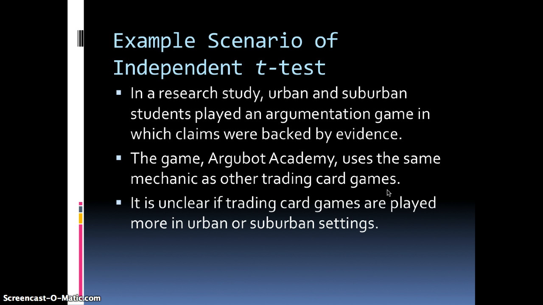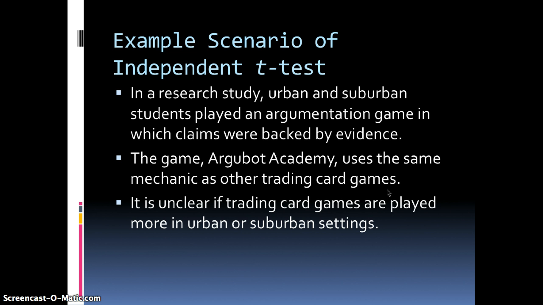In a research study, urban and suburban students play an argumentation game in which claims are backed by evidence. The game, ArgueBot Academy, uses the same core mechanic as other trading card games, like Magic the Gathering or Pokemon. It is unclear if trading card games are played more frequently in urban or suburban settings, so perhaps there's a bias or a reason why one student group grasps concepts more than the other.